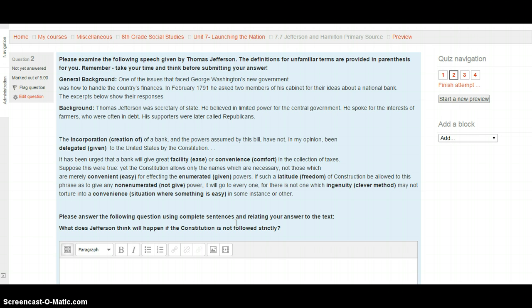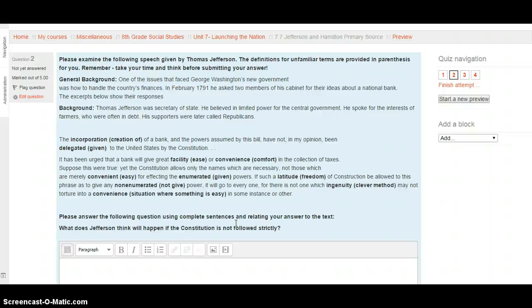So again, we have the same general background here. We're still talking about Thomas Jefferson. So here is the rest of what he said. The incorporation or creation of a bank and the powers assumed by this bill have not, in my opinion, been delegated or given to the states by the Constitution.